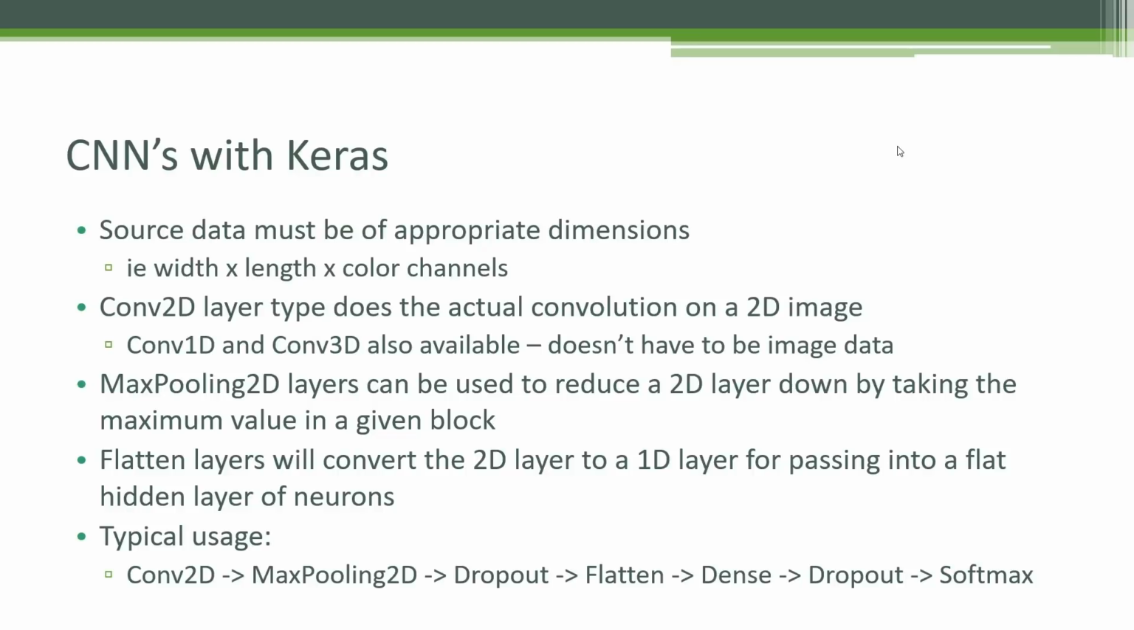So a dense layer in Keras is just a perceptron, really. It's a hidden layer of neurons. From there, you might do another dropout pass to further prevent overfitting, and finally do a softmax to choose the final classification that comes out of your neural network.